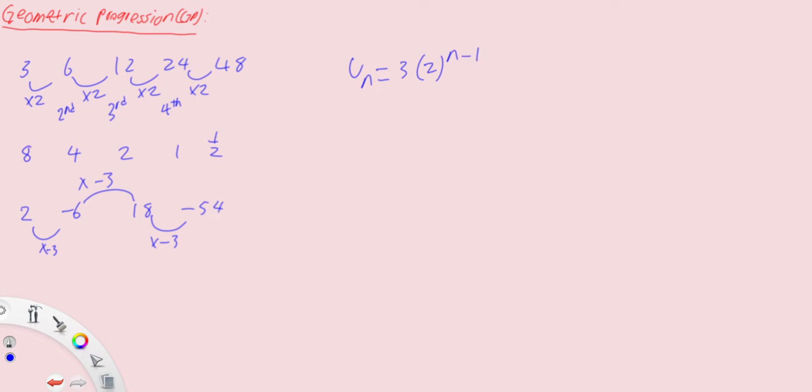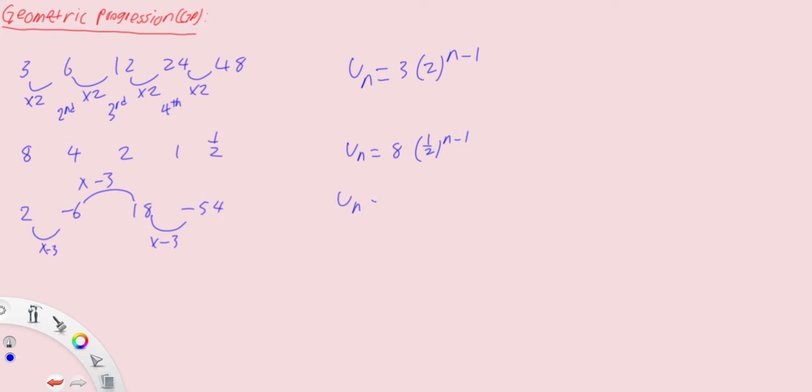n minus 1, because you multiply by 2 three times for the fourth term, and two times for the third term. So it's basically n minus 1. Same thing for the second one. We start off with 8. The common ratio is a half. Then again it's n minus 1.